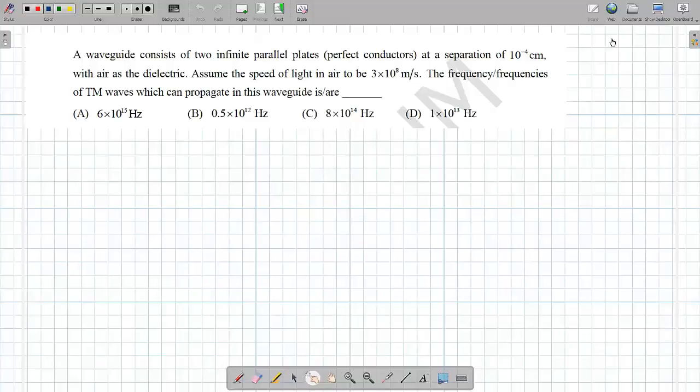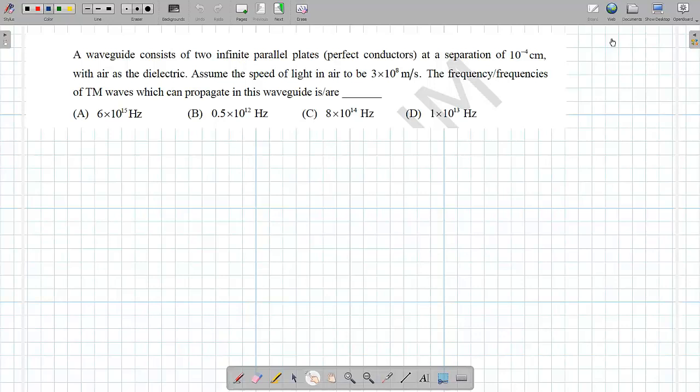This question is from the waveguide portion of electromagnetic theory. A waveguide consists of two infinite parallel perfectly conducting plates with a separation of 10 raised to power minus 4 centimeter, with air as the dielectric. Assume that the speed of light is 3 × 10 raised to power 8 meter per second. Determine the frequencies of TM wave which can propagate in this waveguide.